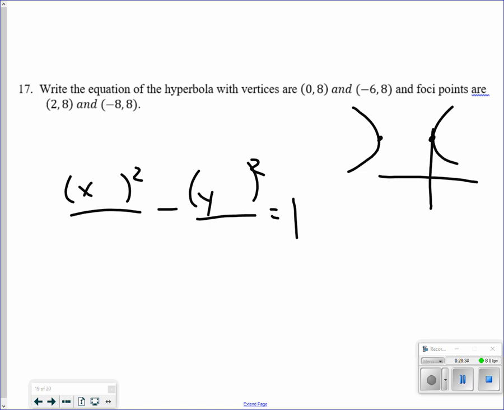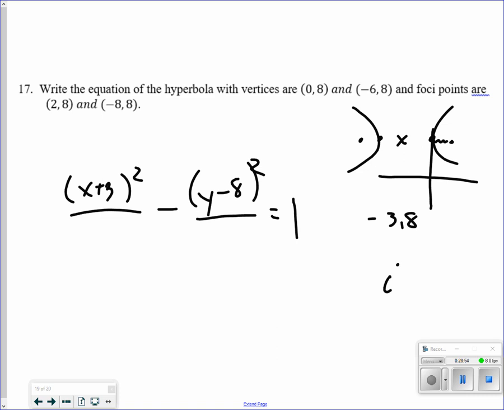Foci points at -8, 8, and 2, 8. And then the center between those two would be at -3, 8. So -3 for x and +8 for y.